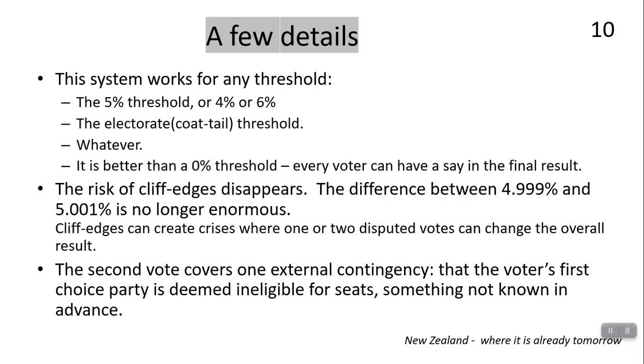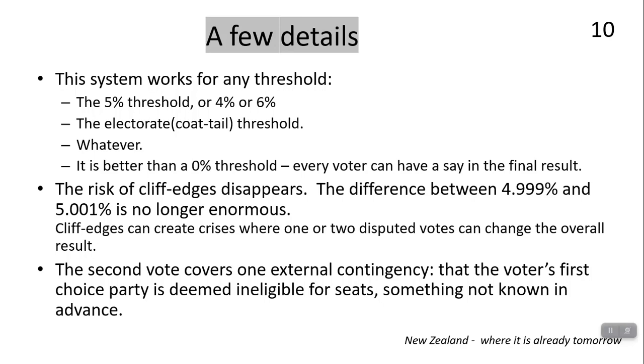So there are a few details to explain here. The system will evidently work for any threshold that you choose. The present 5% threshold, or you could reduce it to 4, or even, I thought, increase it to 6. It will work just fine with the electorate threshold, or whatever threshold you wish. And actually, it's better than having no threshold at all, because every voter can have a say in the final result.